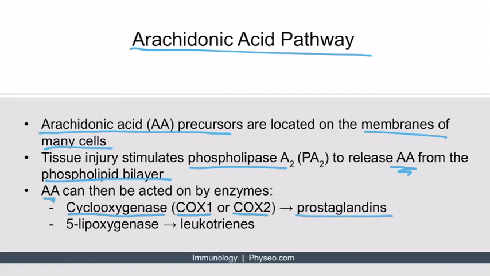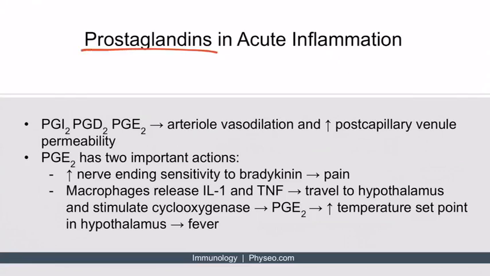However, the other enzyme can also be activated, and this is 5-lipoxygenase. And when this is upregulated, arachidonic acid will be converted to leukotrienes. There's several prostaglandins you need to know about. These include prostaglandin I2, D2, and E2. All three of these can cause arterial vasodilation and postcapillary venule permeability.